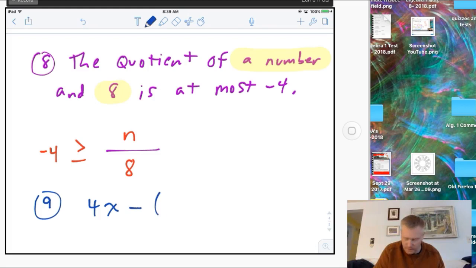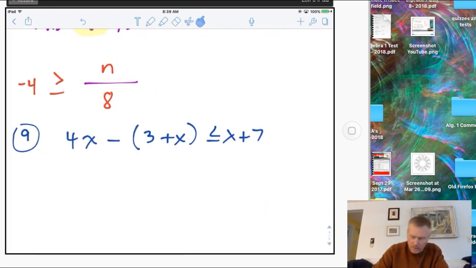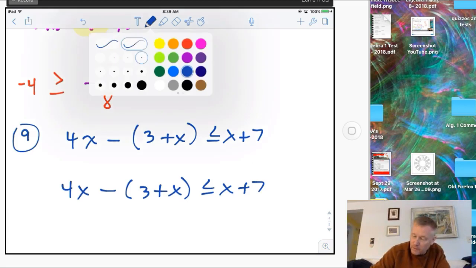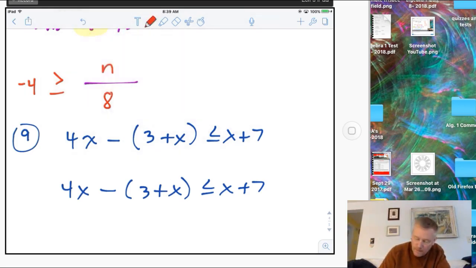4x minus (3 plus x) is less than or equal to x plus 7. Okay, so when I solve this, I like using the plus negative with this. It really makes, I make fewer mistakes. I get more points on tests is what I found. So I'm going to change that to a plus negative.